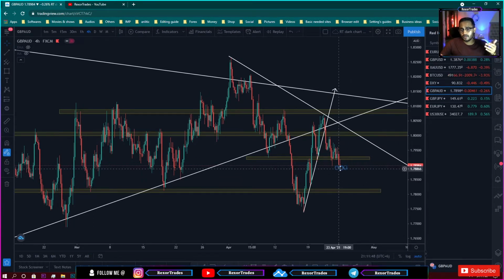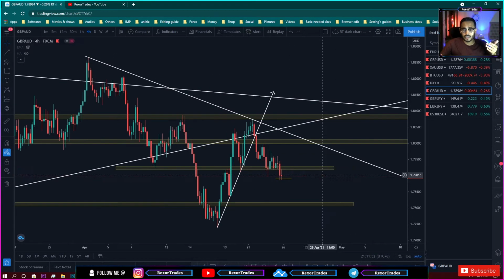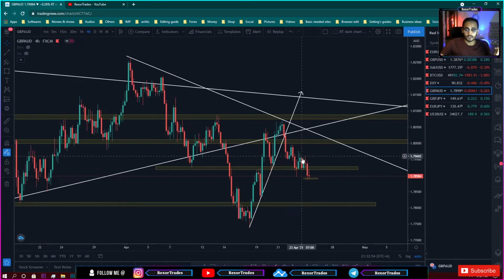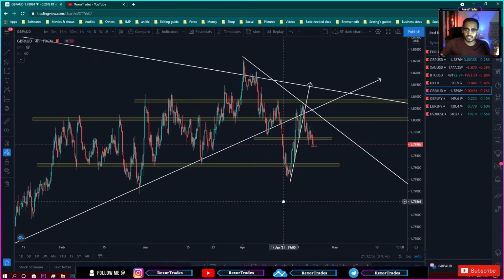And if GBPAUD makes a retest on this zone, then we're going to wait to see GBPAUD, after retesting this zone or this zone over here, forming a little bit of a support or resistance zone on a shorter time frame like a 4-hour, 1-hour or 30 minutes time frame, and we can enter short on the break of that support zone that GBPAUD might be forming when retesting this or this zone over here. So that's my analysis on the GBPAUD chart for now.